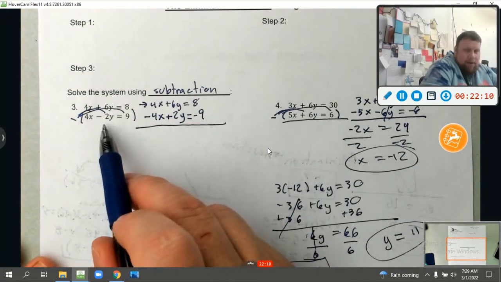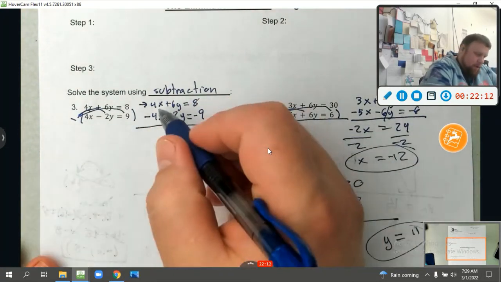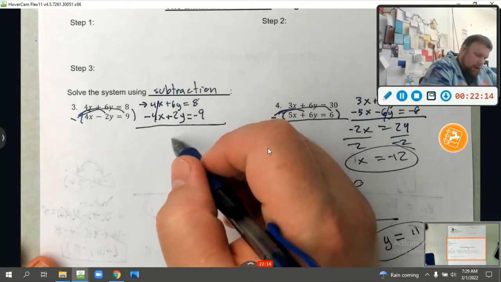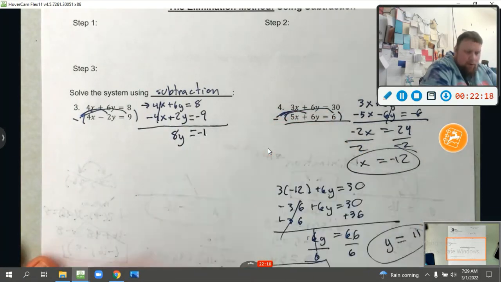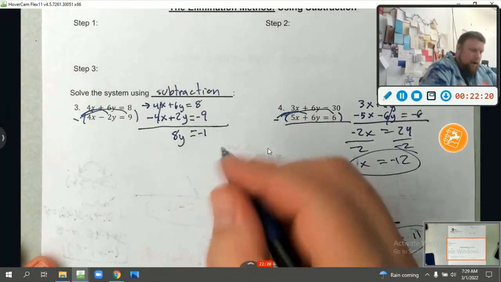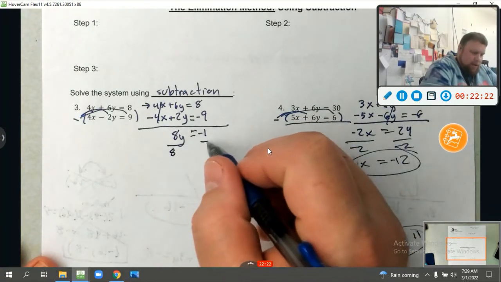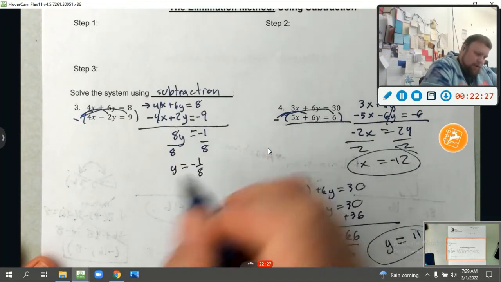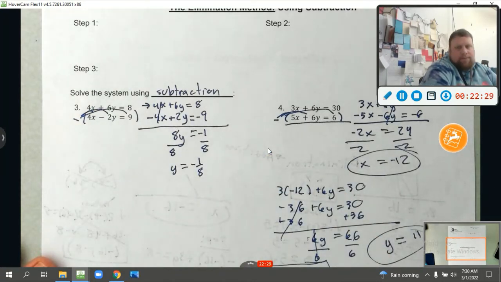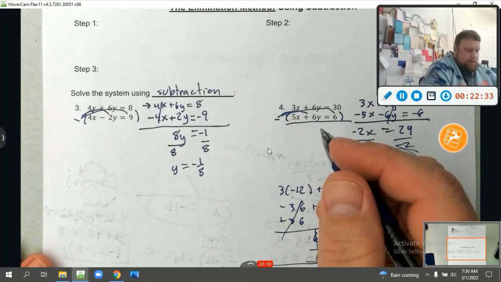Because that negative becomes positive, right? So these cancel out. When I add straight down, this becomes 8y. And 8 minus 9 is negative 1. This is what I told you. This one's going to have a fraction because when I divide both sides by 8, I get y equals negative 1/8. Oh, that's good stuff. Okay.